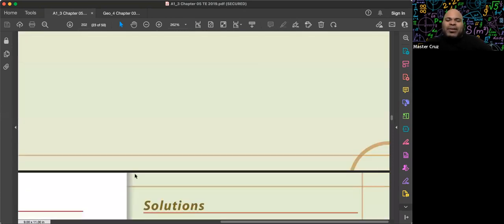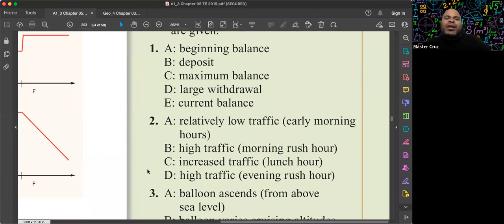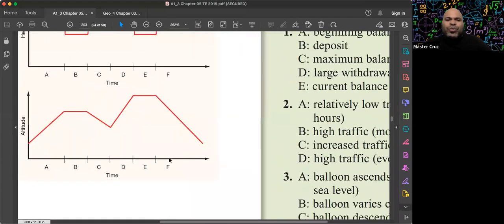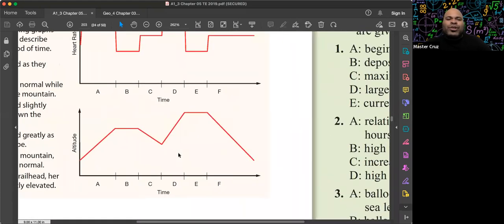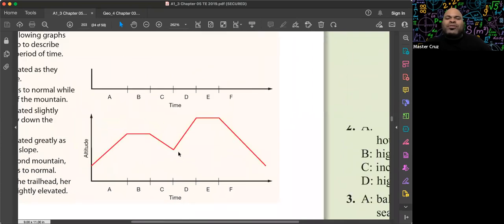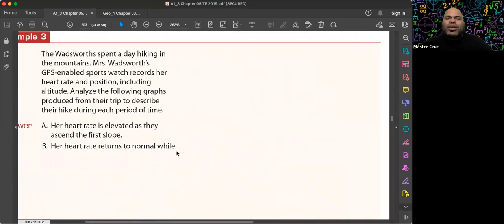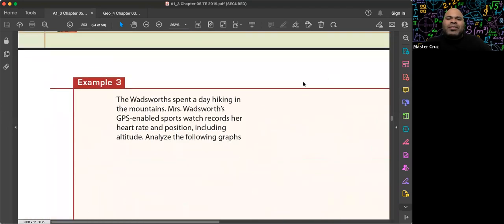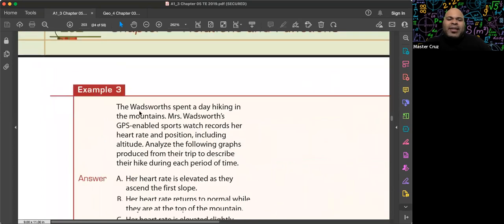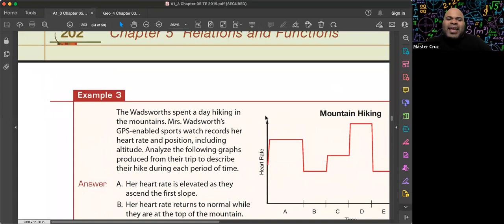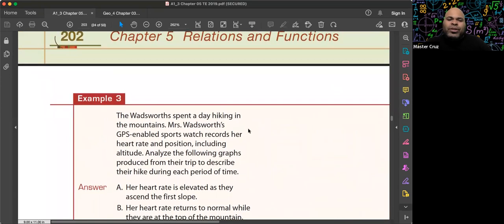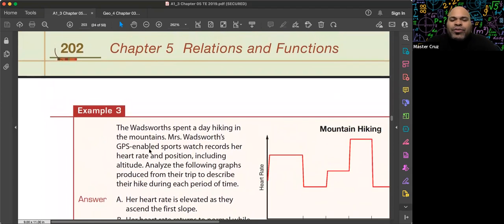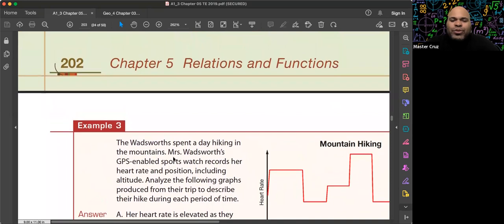The last example, now let's do the last example, which is example 3. Very, very simple example. I'm just gonna go over it real quick, and then you can jump into doing your practice problems and coming up with some interesting stories. So here we have somebody who's hiking a mountain. So some mountain hiking, and it says that Mrs. Wadsworth spent a day hiking in the mountains, and her GPS enabled sports watch recorded her heart rate and position, including altitude.